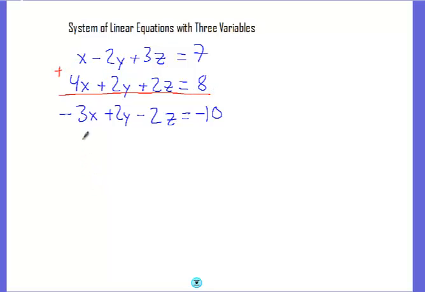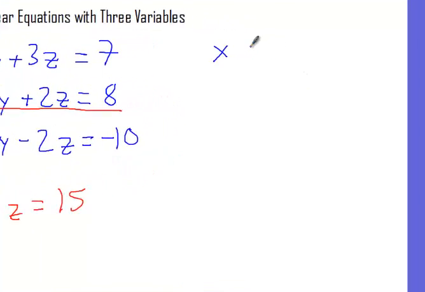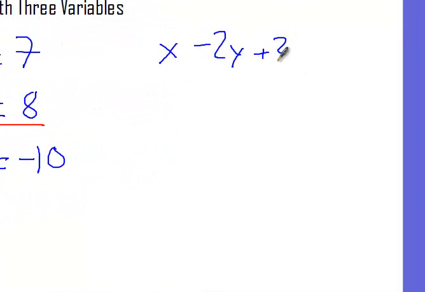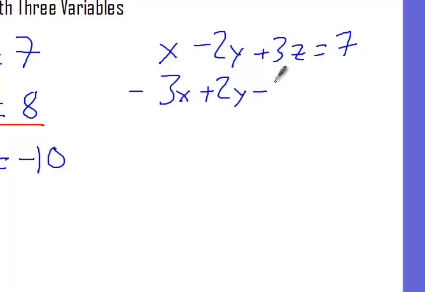So x plus 4x is 5x. Negative 2 plus a positive 2 is 0. 3z plus 2z is 5z. 7 plus 8 is 15. All right. Now what I need to do is I'm going to rewrite the top equation over here. Okay, and then I'm just going to rewrite the bottom equation underneath it.